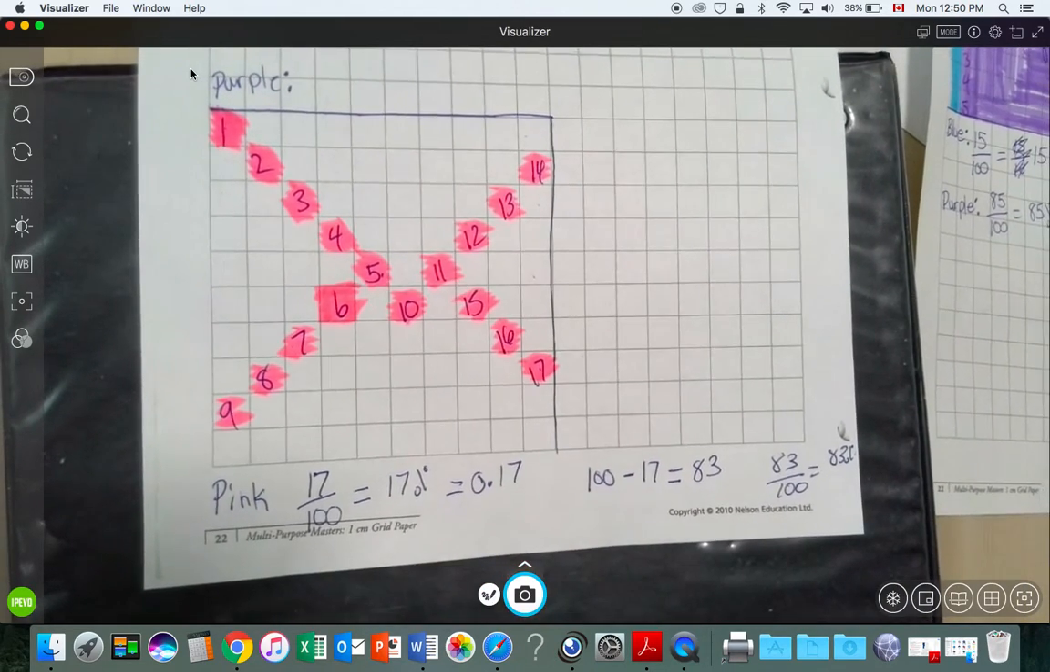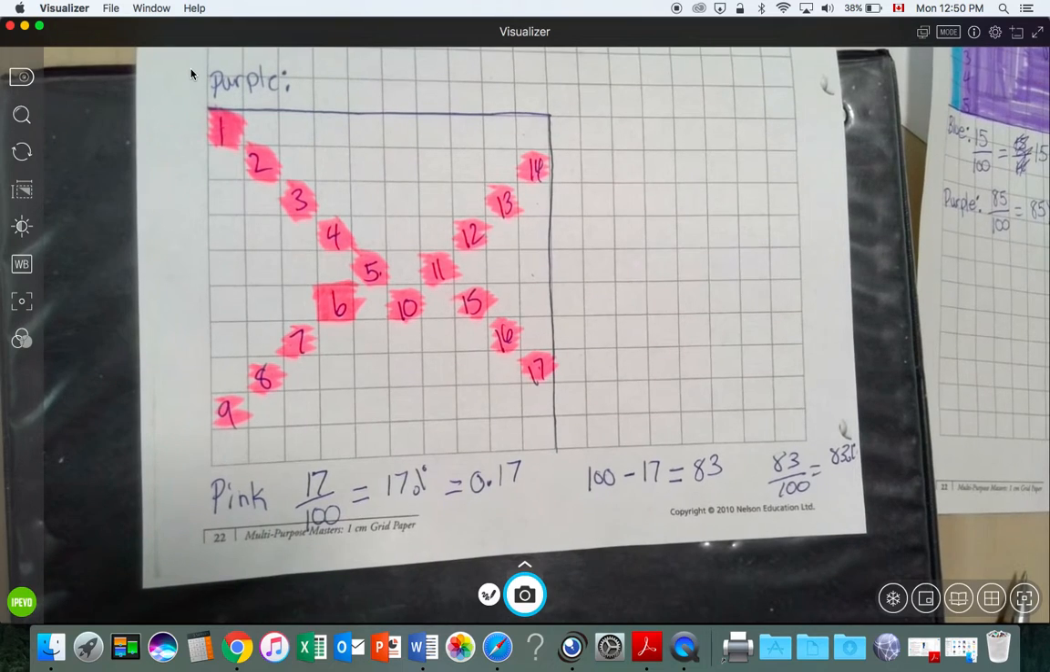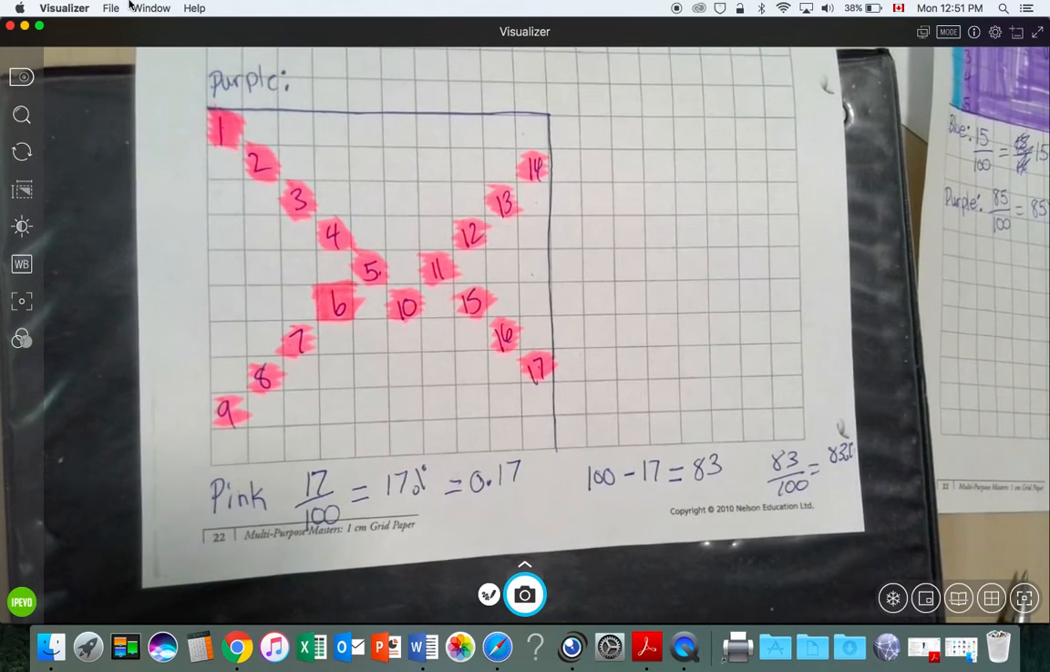Okay, so that's how you find out percentages when it's over 100. You can find percentages out of other fractions, but this is just a simple introduction to what a percent means.